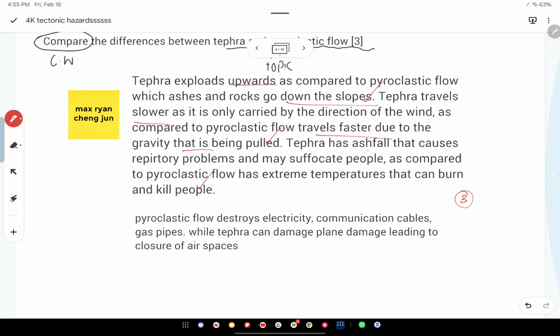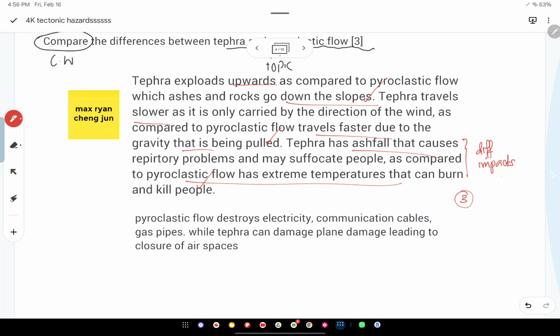And tephra has problems that pyroclastic flow does not. So these are different impacts. Is there a problem to write like this? No. Right? The fact that the impacts are different is definitely a difference, so you can compare that as a difference.